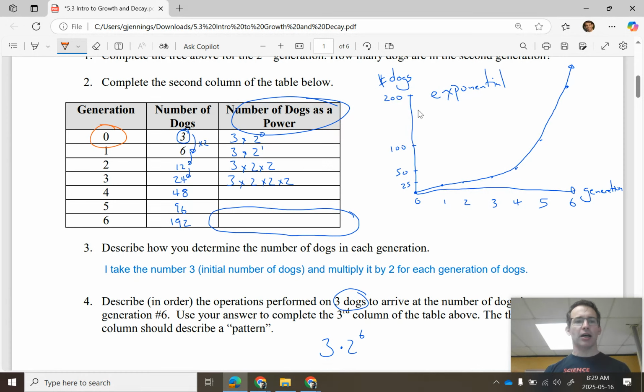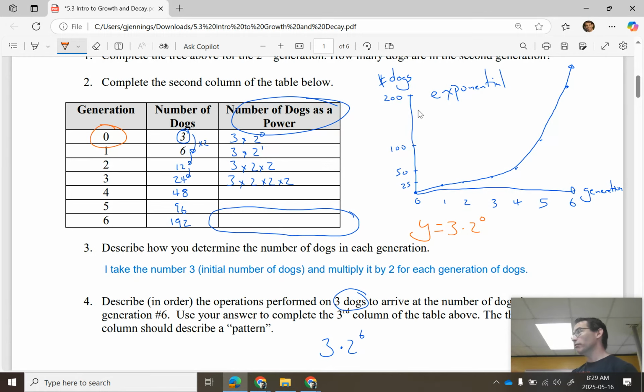Now, one other thing that we could look at, take a look. I was just marveling that they have generation 0 there. So that would be like, if we put that in as x, it would be y is equal to 3 multiplied by 2 to the 0. Wait, won't that give us 0 dogs? Because 2 to the 0 is 0. It's 1. You're right. I made a mistake. Yeah. No, things to the 0 are 1.